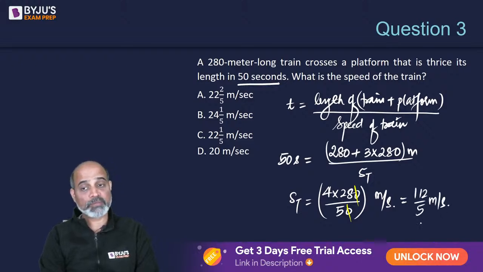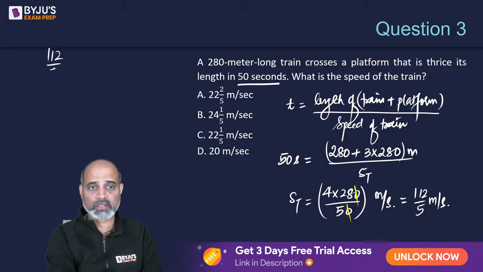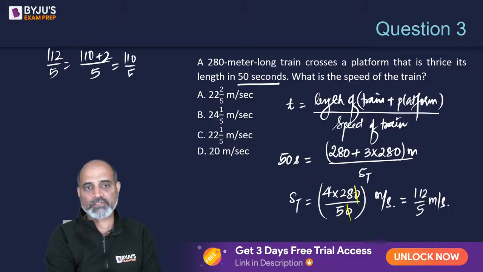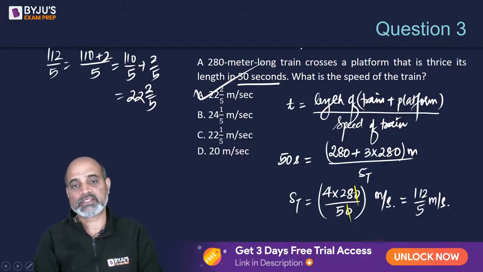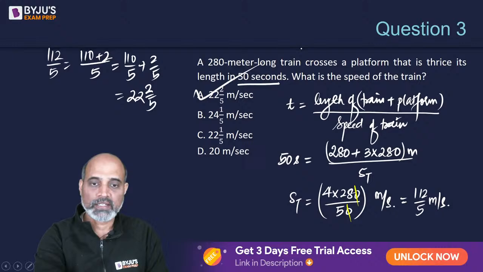Now 112 by 5 can be written as 110 plus 2 by 5, which can further be broken down as 110 by 5 plus 2 by 5. 110 by 5 is 22, and this is 2 by 5. So we get option A as the answer. Okay.